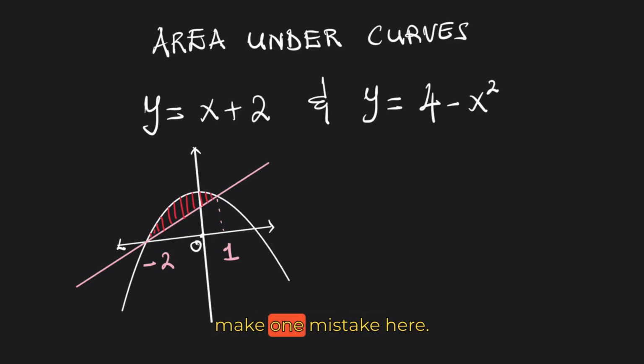Most beginners make one mistake here. They subtract in the wrong order. For area between curves, remember area is the integral of top minus bottom. So first, we find where these curves meet by setting them equal.